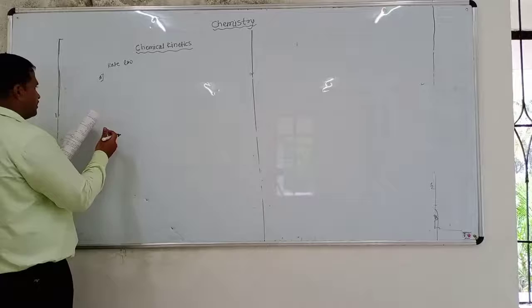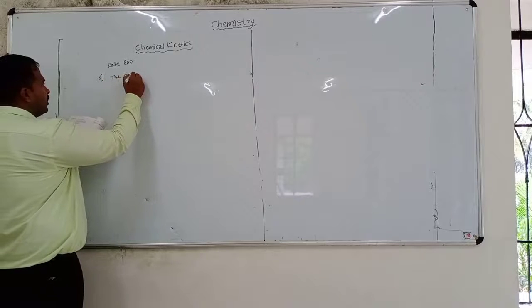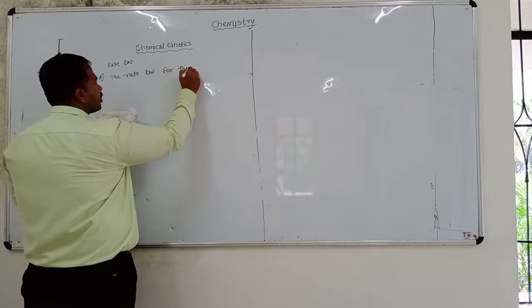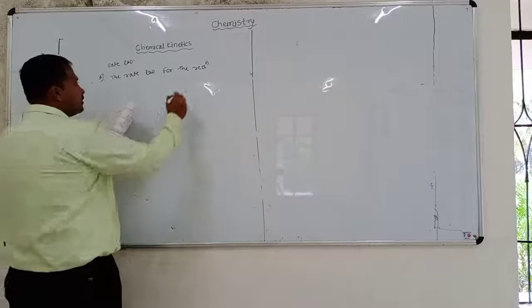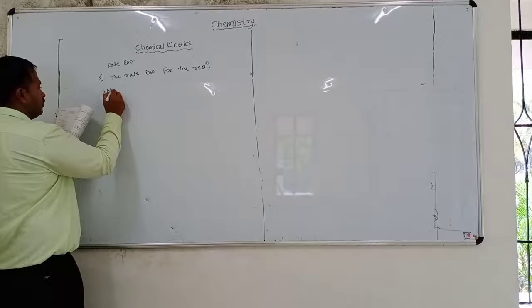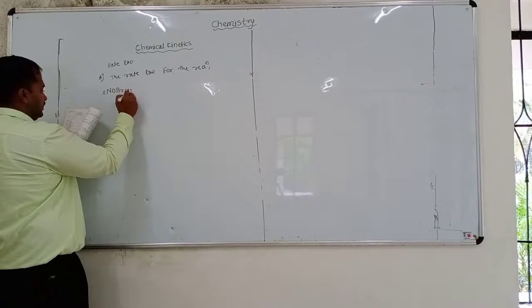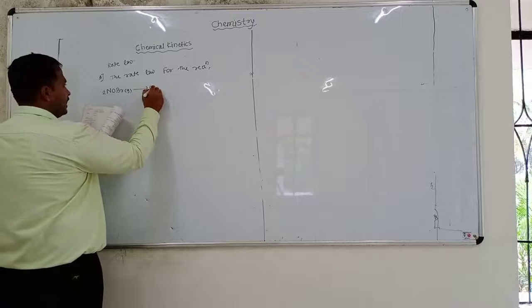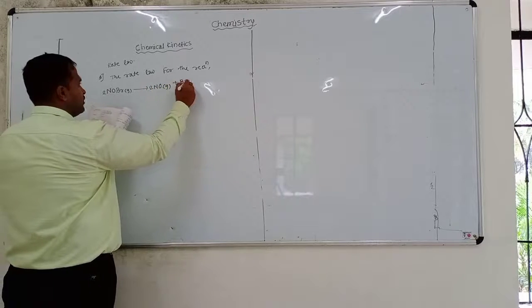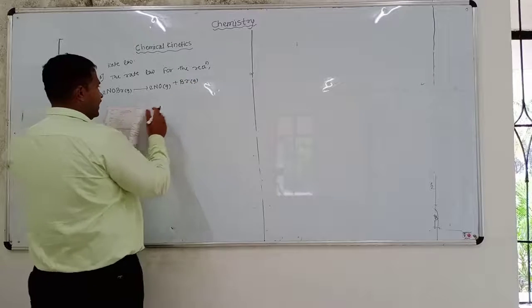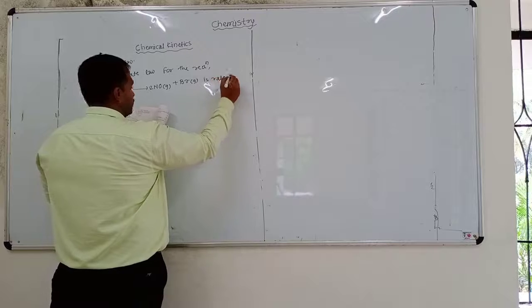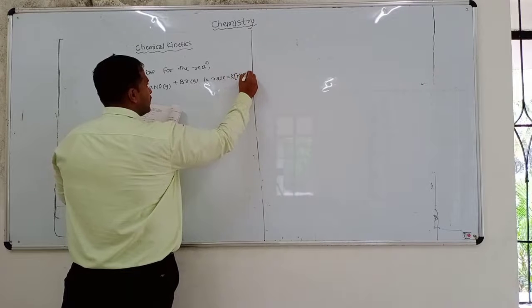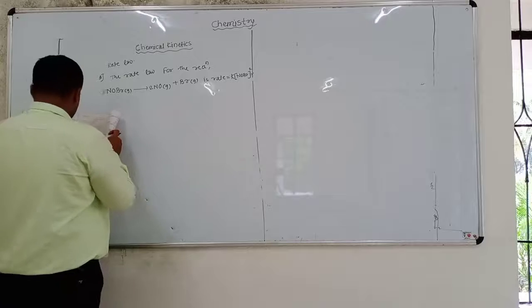The rate law for the reaction 2NOBr (gaseous) giving 2NO (gaseous) plus Br2 (gaseous) is rate equal to K into [NOBr] raised to square.